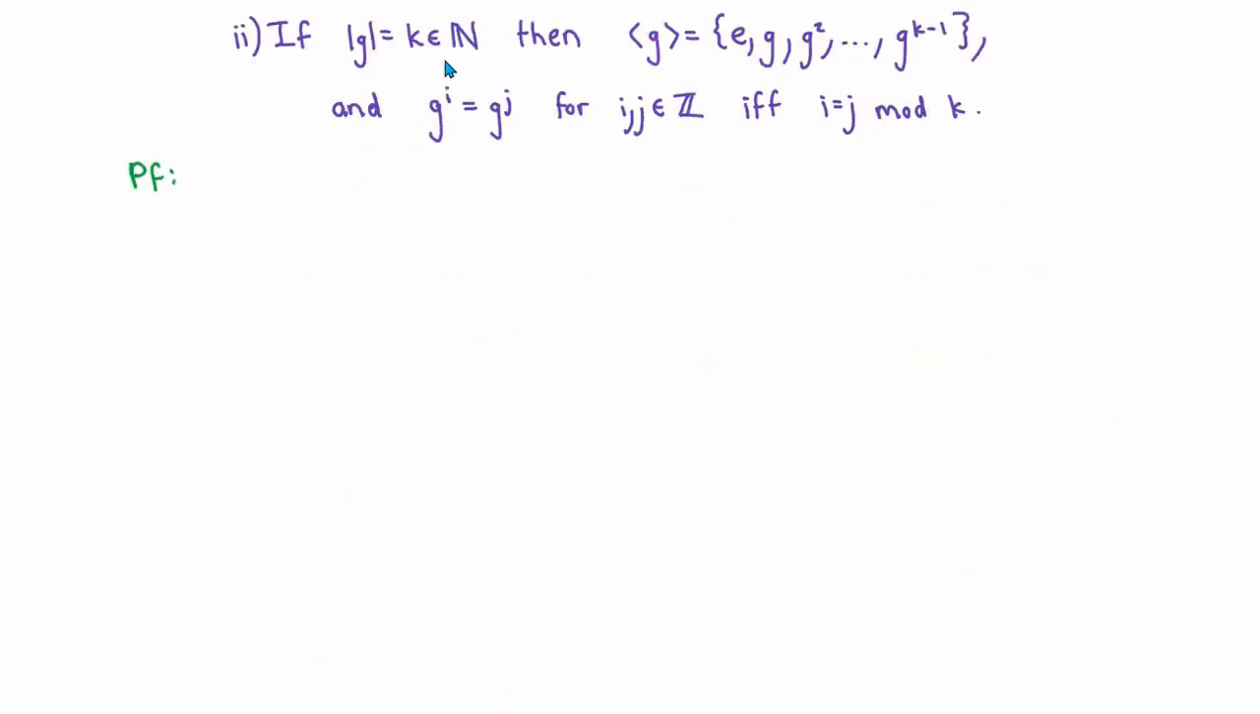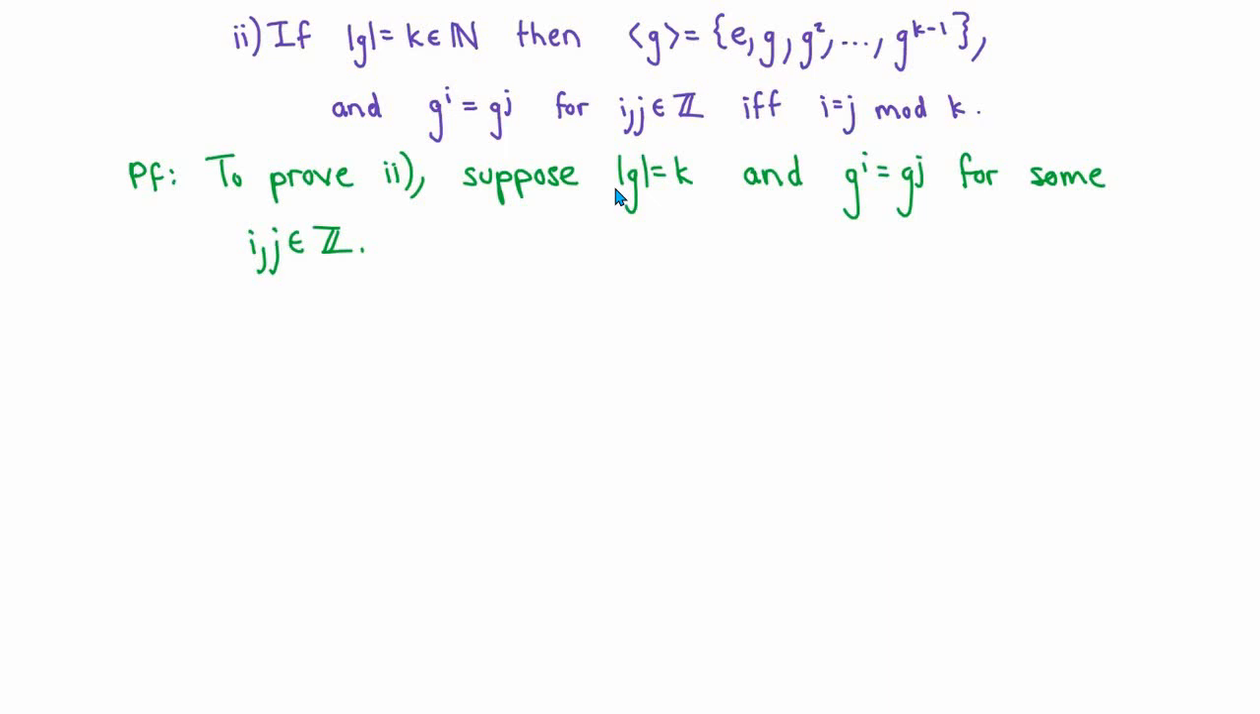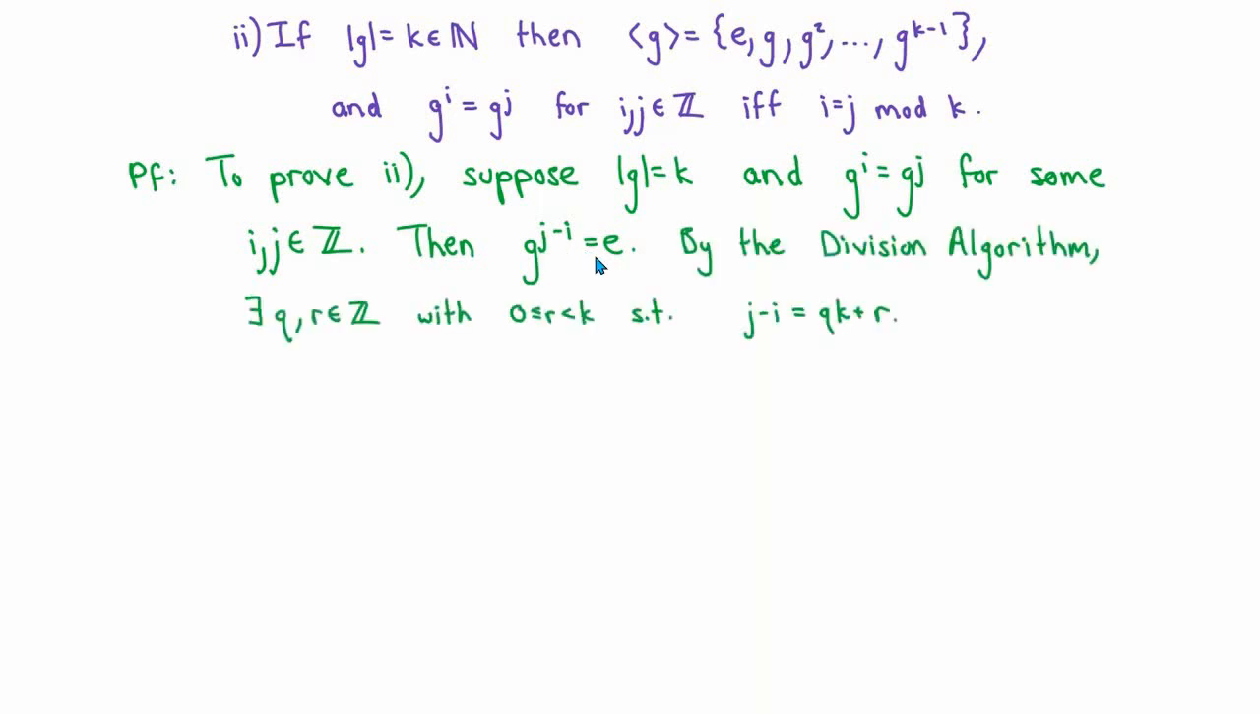Next, let's see how to prove the second statement. So let's suppose that the order of g is a natural number k, and that g to the i is equal to g to the j for some integers i and j. Then, multiplying both sides of this equation by g to the minus i gives that g to the j minus i is the identity element. And now what I'd like to do is to appeal to the division algorithm, which guarantees that there are integers q and r with the properties that this exponent j minus i is q times k plus r, and that r is bigger than or equal to 0 and less than k.